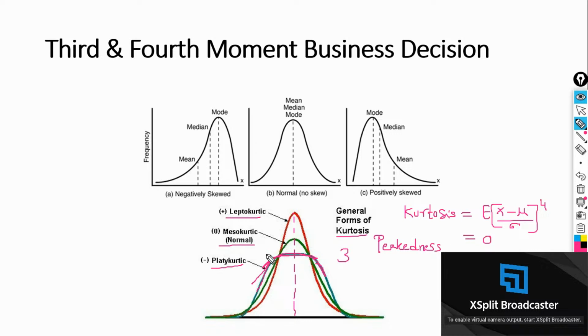Okay, so what is this representing? This is representing the standard bell curve. The standard bell curve that we get in general is nothing but a mesokurtic plot. So a positive kurtosis curve is named leptokurtic, a negative kurtosis curve is named platykurtic, and a zero kurtosis curve is named mesokurtic.